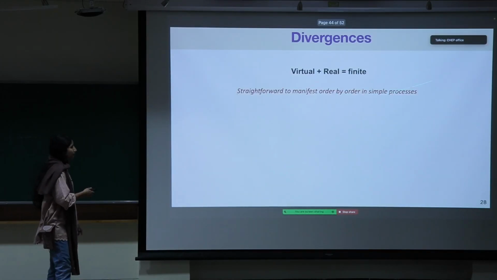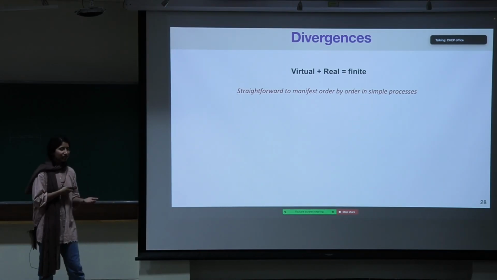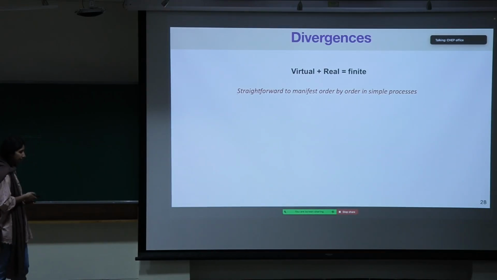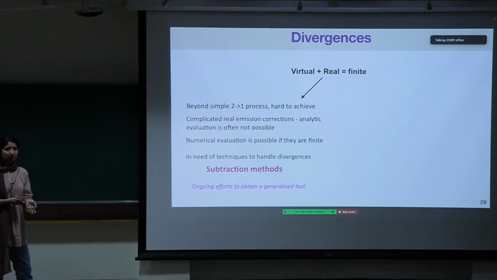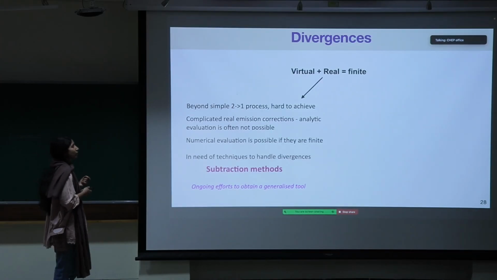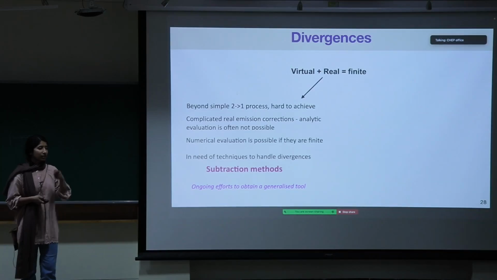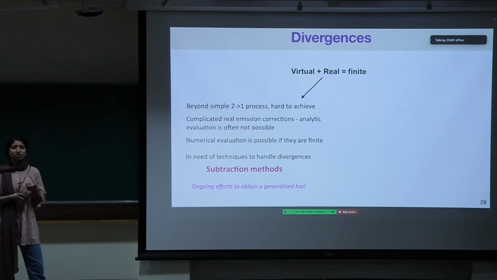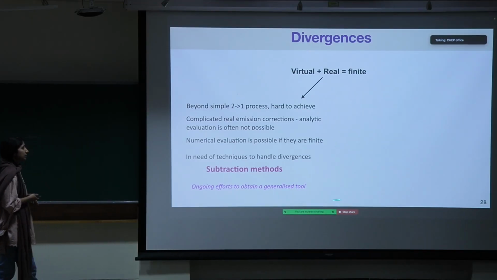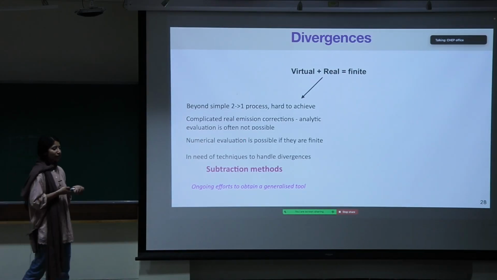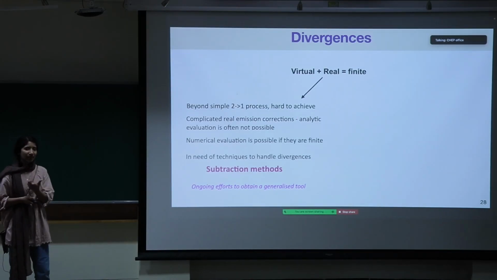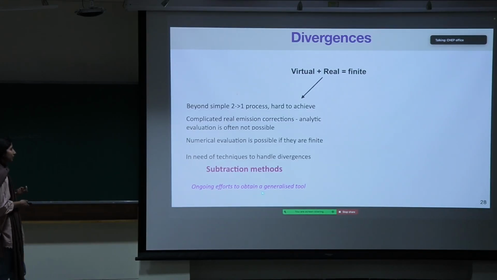So for simple processes, these things are very manifest, like we can really compute both the virtual corrections and the real corrections and then cancel these divergences. That is straightforward. But that is not really the case when we go beyond simple processes. Doing such real corrections, this phase space integration is usually done using numerical methods because it is much more complicated to do analytically. But before doing such a numerical evaluation of this phase space integral, we have to first take care of these singularities. So we have to remove the singularity from the real emissions before doing that.